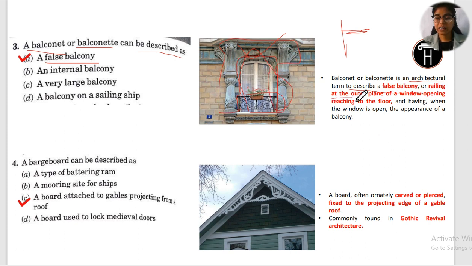It is a railing at the outer plane of a window opening reaching to the floor, or it can also be called an opening at the outer wall having, when the window is open, the appearance of a balcony. So when you open this window, from the exterior it seems to be a balcony. For this false balcony we use the term balconette, not balcony.